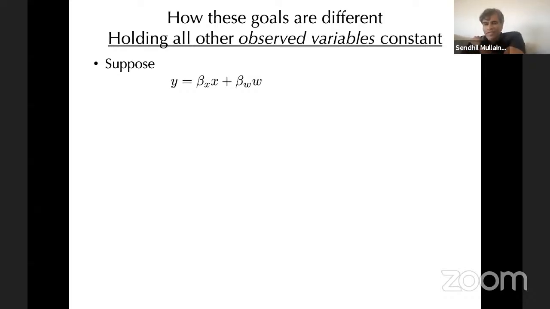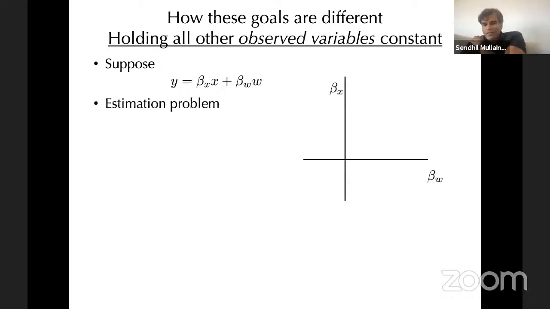We've got two variables, x and w. Suppose you have an estimation problem. You run the regression, you get this estimate, and you then get coefficients with standard errors. Unfortunately, nothing is significant. So neither your beta x nor your beta w is significant.